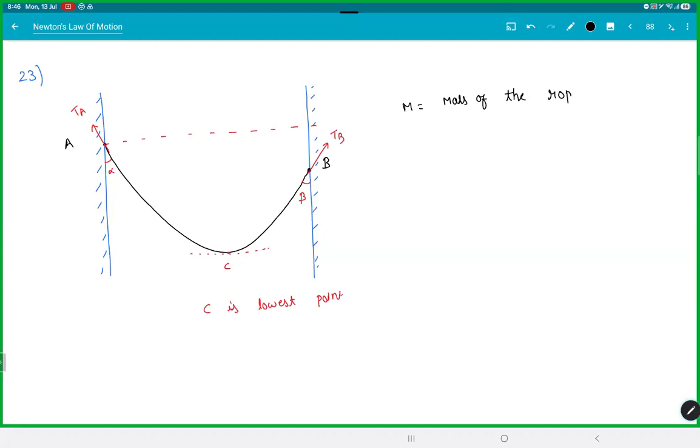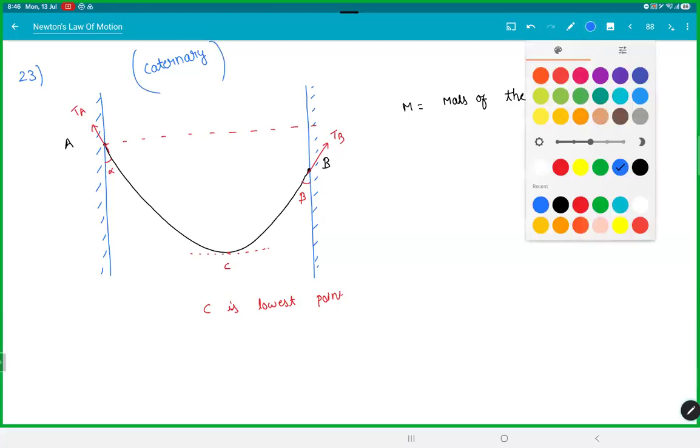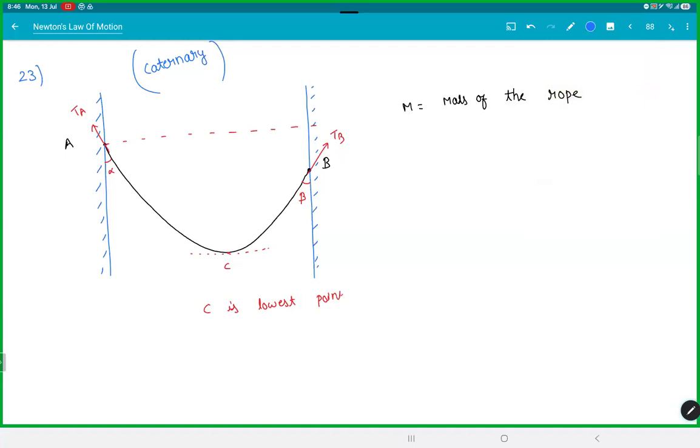So these kind of problems are called catenary problems. That's a word there, really not that important. M is the mass of the rope, so a rope is hanging between. The rope has mass, it's not massless. So that shape which you get, it's not a parabola, it's not a circle. You get something called a hyperbolic function, like we will see that in math later on.